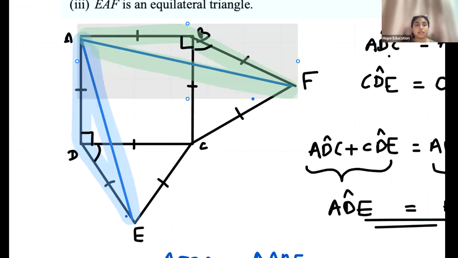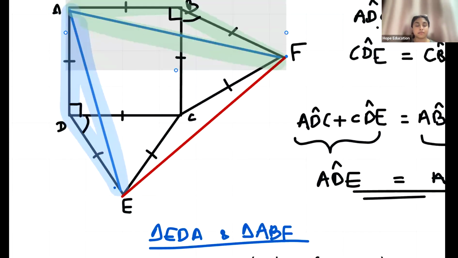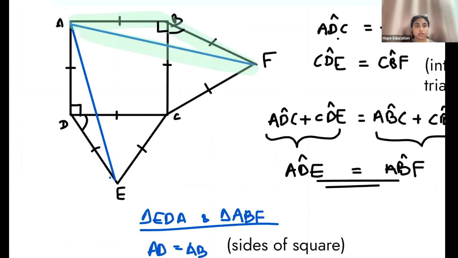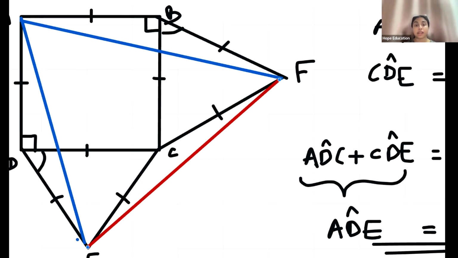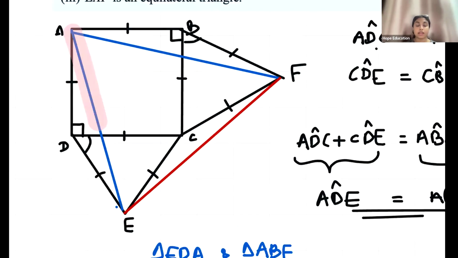Now, what is the triangle that we are considering? Oh no, let me redraw this again. I drew a line connecting E and F. So now we are considering this particular triangle, which is quite a big triangle, no? We need to show that this is an equilateral triangle.